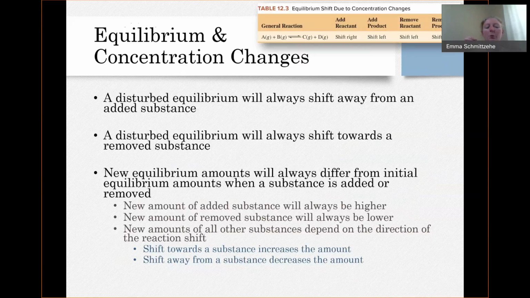Now, everything else in the reaction, how it changes is going to depend on where the reaction shifts. If the reaction shifts towards where the substance is, that substance increases. If it shifts away from it, it decreases that substance. Okay. So, like I said, we're only going to focus on the concentration changes with respect to Le Chatelier's principle. Okay. So let's look at a couple of examples, and hopefully, if this doesn't already make sense, it'll make a little more sense to you.